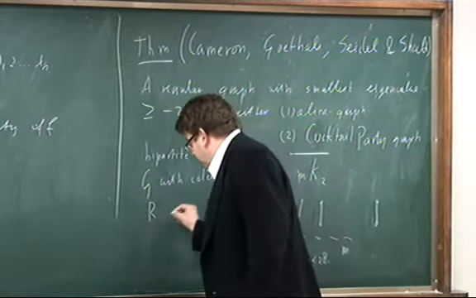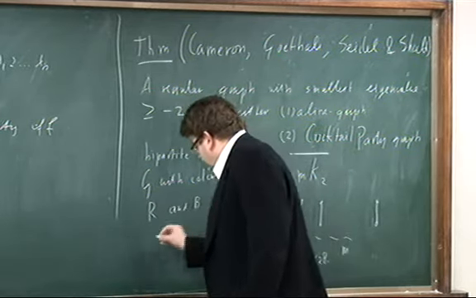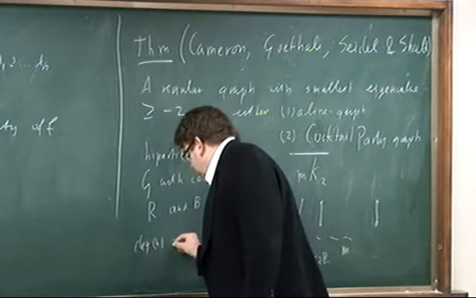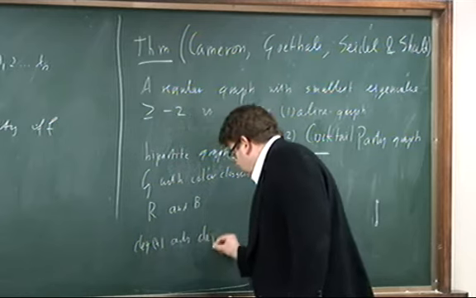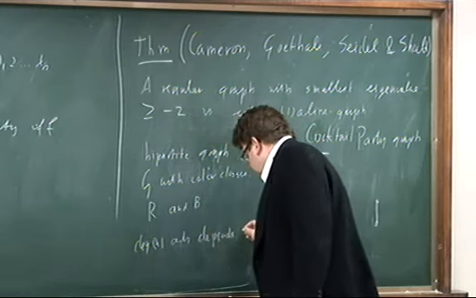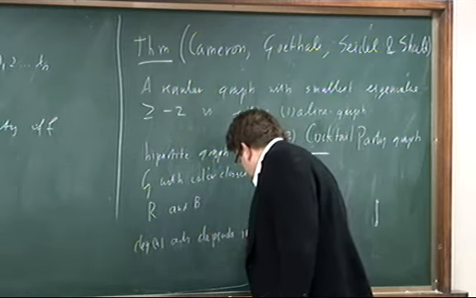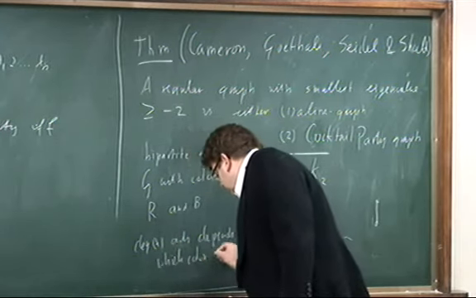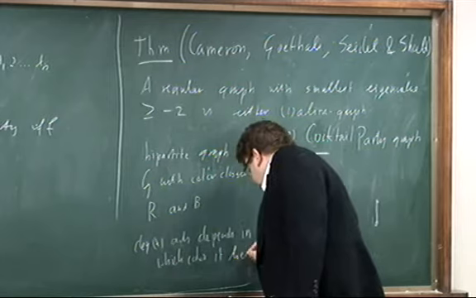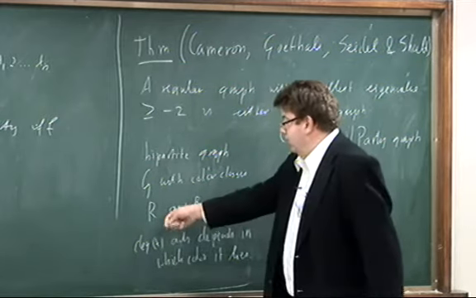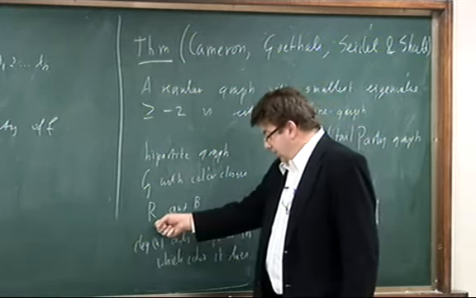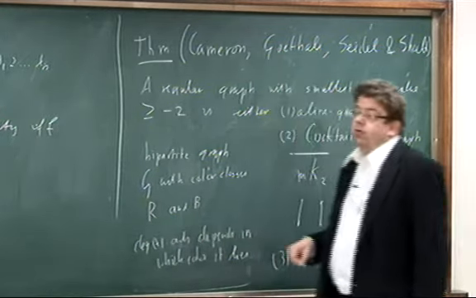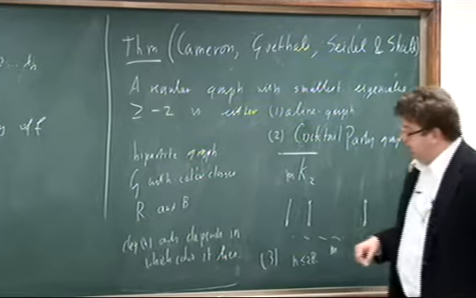Say R and B, and then the degree of X only depends on which color class it lies in. So you have two color classes, and any edge has a red and a blue vertex as endpoint. That is what you can say.